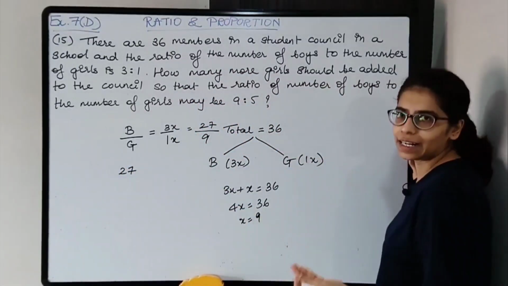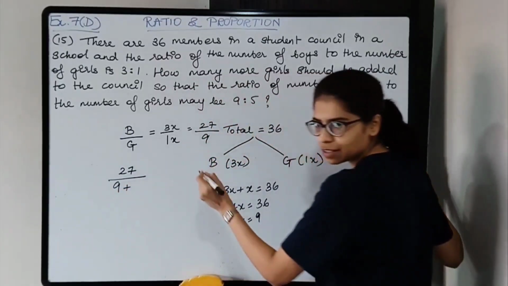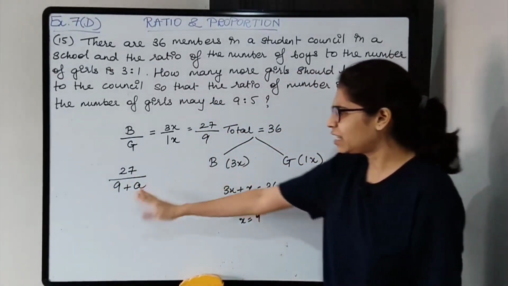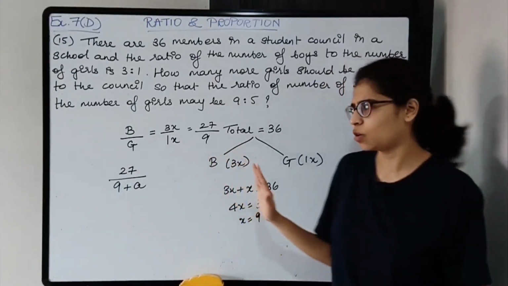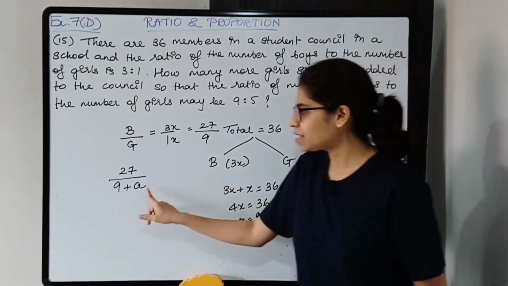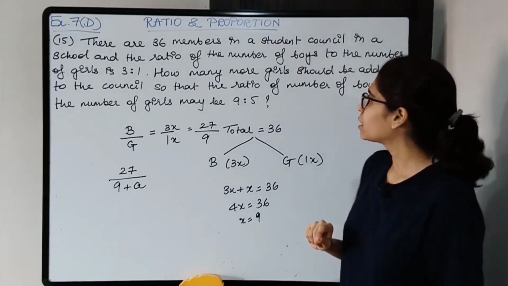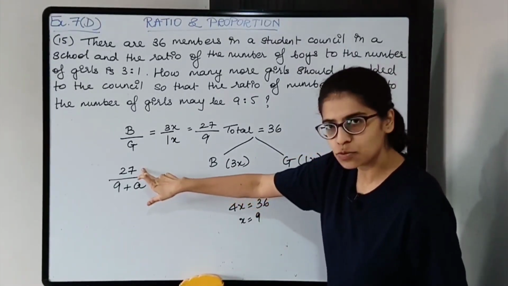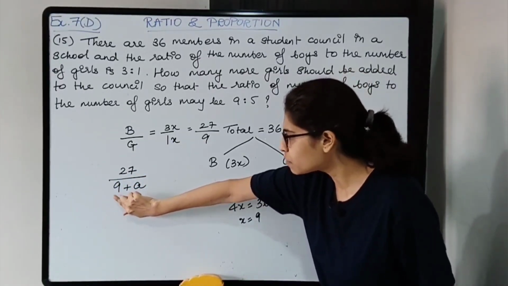Girls you are adding. So girls are 9, so 9 plus something. Let's say a number of girls are added. You can take any other variable, you can take y, z, p, q, anything. X is already used, so you cannot take x again. So let's say a number of girls are added to the council. So ratio of number of boys to the number of girls, that is number of boys is 27 to the number of girls. Now the number of girls will be 9 plus a.